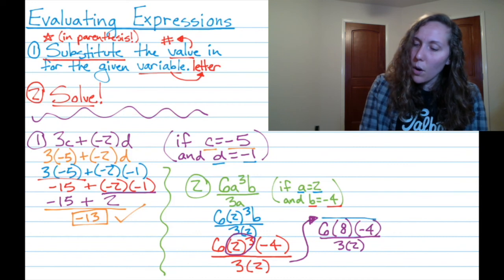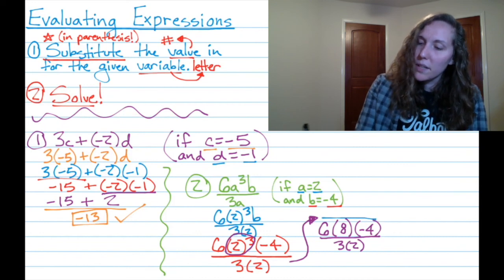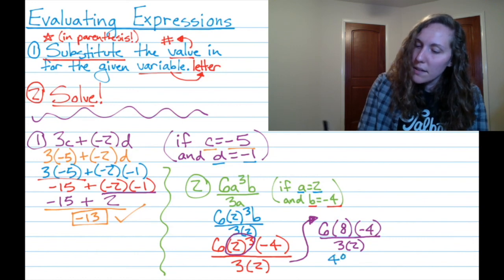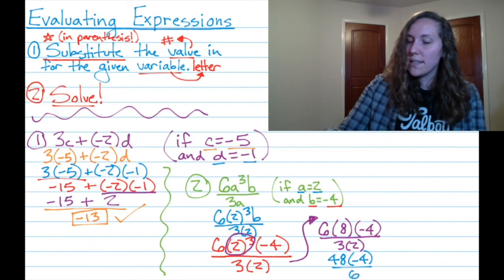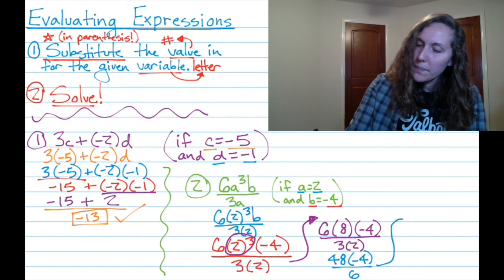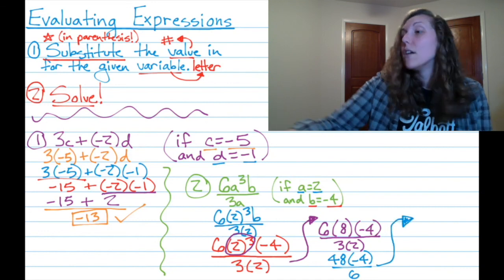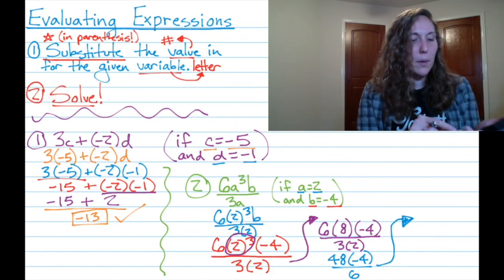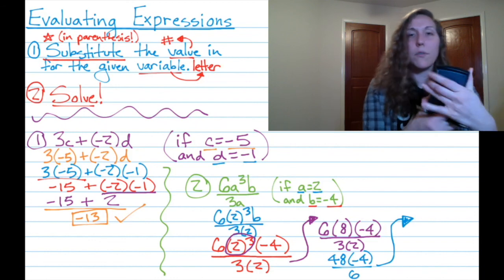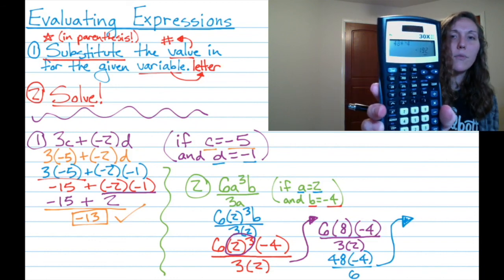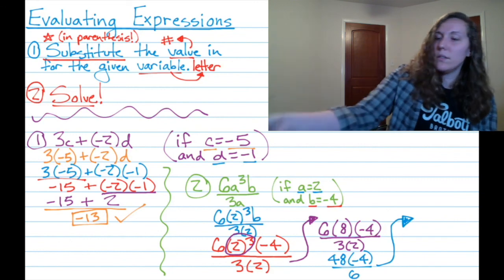So again, always moving left to right, we're going to do this 6 times 8 first, which gives us 48. Still times that -4. And we can do the 3 times 2, which gives us 6 on the bottom. I can continue carrying this over here. 48 times negative 4. I'm going to punch that in my calculator. 48 times negative 4 gave us negative 192.